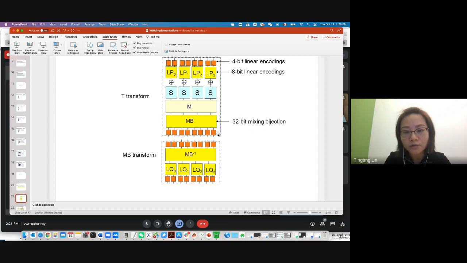And in order to cancel out those obfuscations, we need other steps, which we call MB transforms. These are the 4-bit linear encoding, MB inverse, and the 8-bit linear encodings. That's for the next step. It will be canceled out with the next step, and the 4-bit linear encodings.